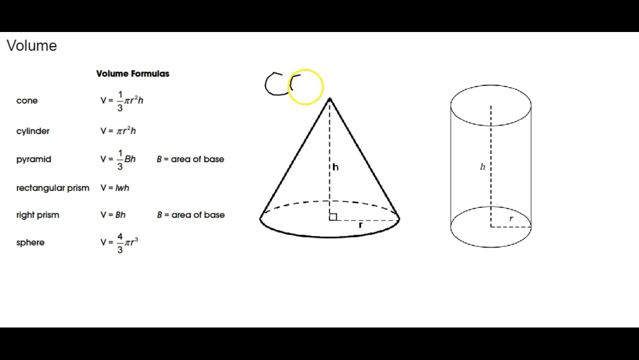The first shape is a cone. Our cone has a circular base and then one point at the very top called the vertex, where you go from one side of the circle to the vertex and then the other side of the circle to the vertex. Your cone has a radius and a height. The height goes from the vertex to the center of the circle.